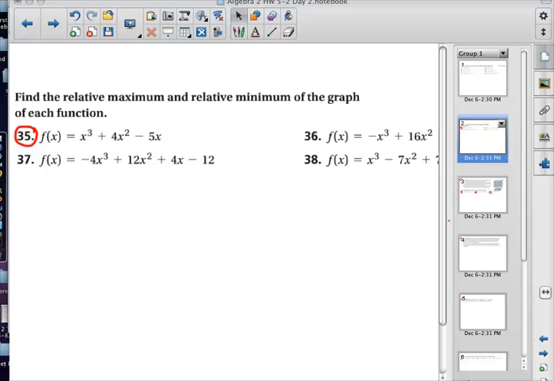These are the frequently asked videos for Algebra 2, Section 5.2D2, and we're going to start with number 35, which says find the relative maximum and relative minimum of the graph of each function.